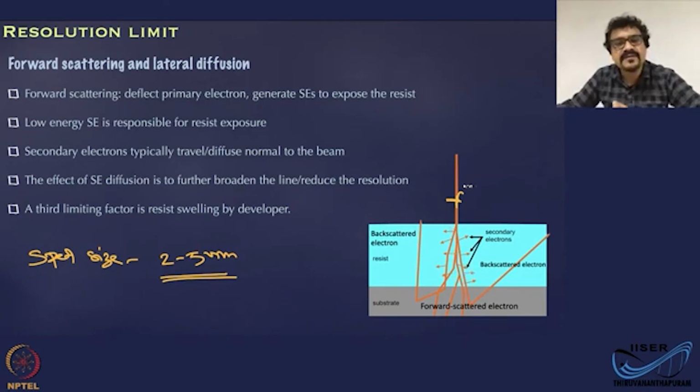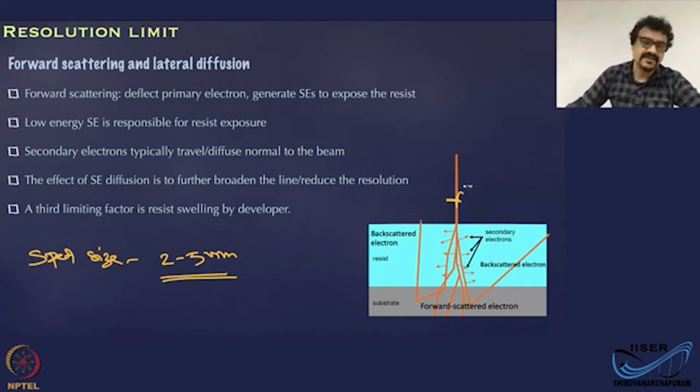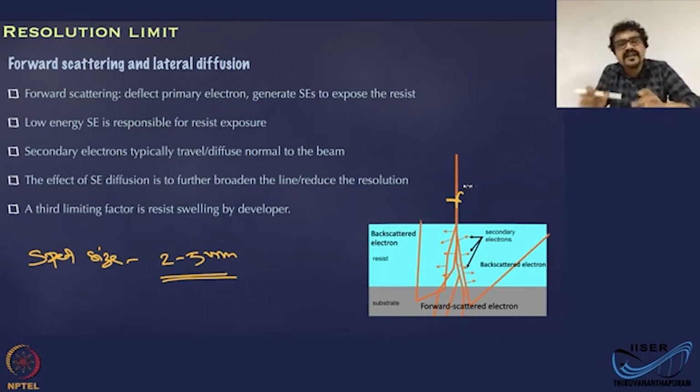And these are much lower in energy, and these are responsible for exposing the resist, or responsible for the chemical change that happens in the resist. And these secondary electrons are the ones which do the job for us in the lithography process. So they are generated and mostly travel in a direction which is perpendicular to the primary beam. So they travel somewhat laterally, and they also diffuse laterally.